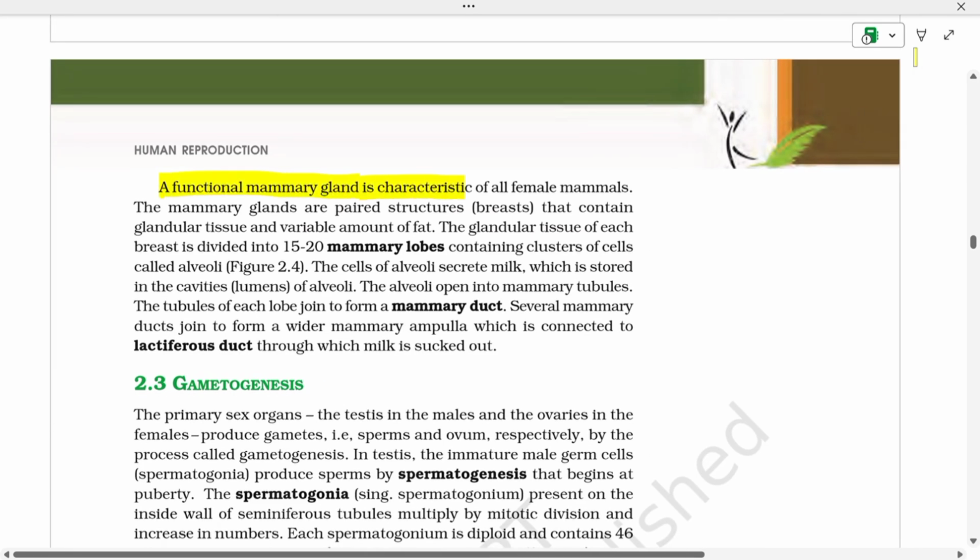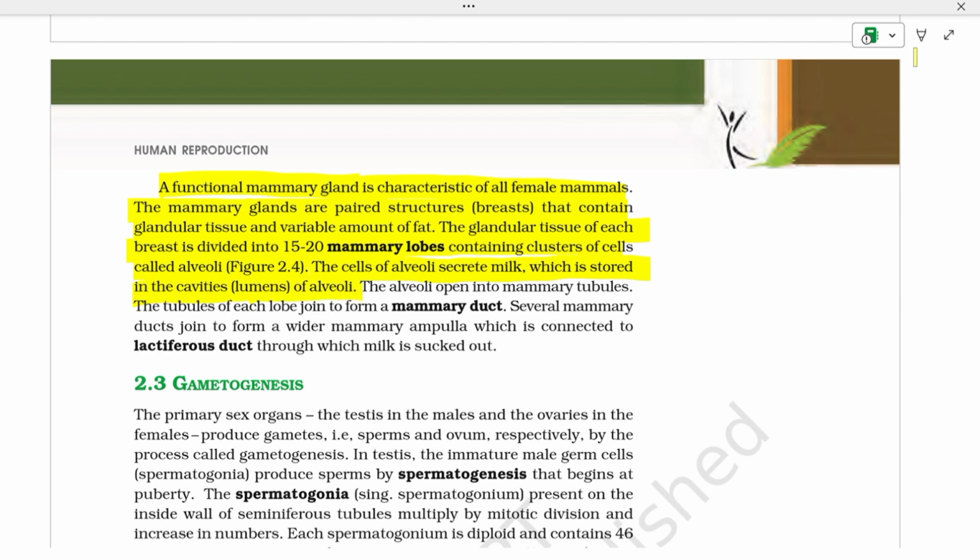A functional mammary gland is characteristic of all female mammals. The mammary glands are paired structures, breasts, that contain glandular tissue and variable amount of fat. The glandular tissue of each breast is divided into 15 to 20 mammary lobes containing clusters of cells called alveoli. Figure 2.4. The cells of alveoli secrete milk which is stored in cavities (lumens) of alveoli.